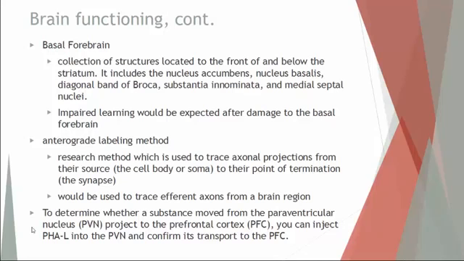To determine if a substance has left the paraventricular nucleus, or PVN as it's called, going forward to the prefrontal cortex, or PFC, you can eject a certain compound called PHAL. This compound is a leukoagglutinin. It causes white blood cells to clump together, or agglutinate. That's why you have the L here. Leuko, or L, is short for leukocyte. This can exist in PHAE form for erythrocytes, but for this one it's L for leukocytes.